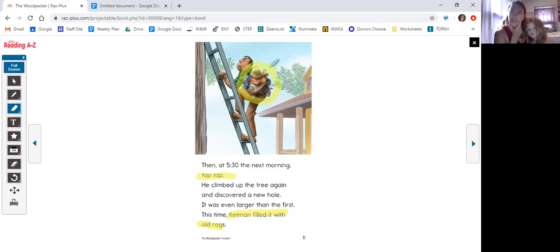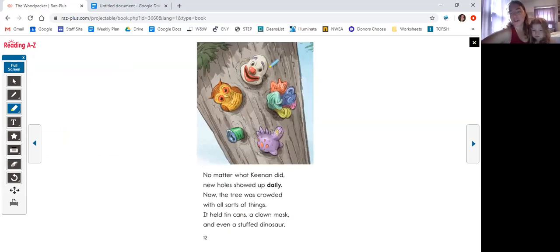Friends, why do you think Kenan is filling the holes the woodpecker makes? Pause your video and answer that question now. It looks like it takes a lot of days. Friends, in this story, I know that the woodpecker is making holes and making loud noises in the tree. So that makes me think that Kenan is trying to cover up the holes in the tree so that the woodpecker will be quiet so that he can go to sleep. Let's see what happens.